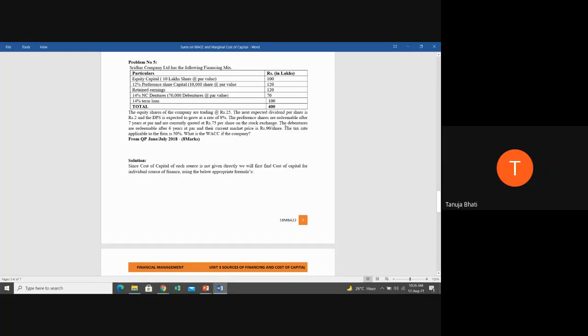Now tell me, students, will this tax rate of 50% be applicable while calculating the cost of equity capital? No, ma'am. Very good. And will it be applicable to calculate the cost of preference share capital? No, ma'am. Very good. Will it be applicable in calculating the cost of retained earnings? No. Very good.